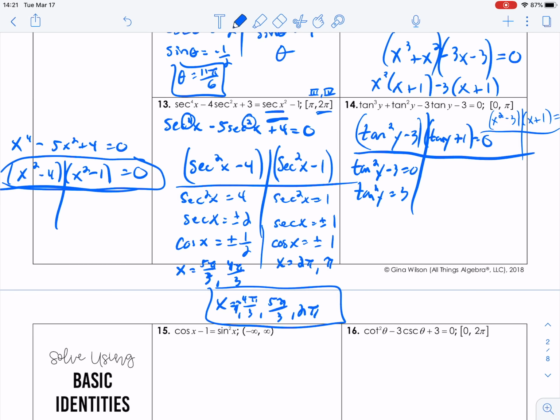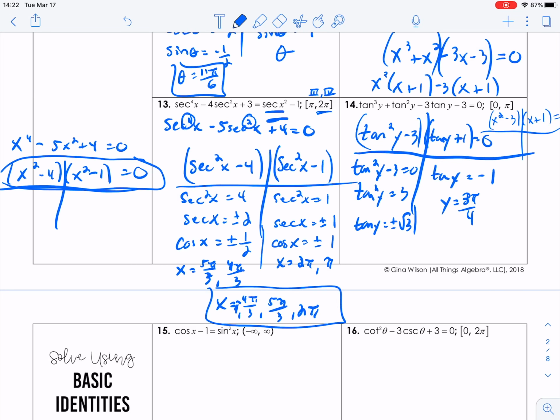We get tan of y equals plus or minus square root of 3. And this one, we get tan of y equals negative 1. So y, since it's in either the first or second quadrant, the only way it can be negative is the second quadrant, so that's going to be 3 pi over 4.